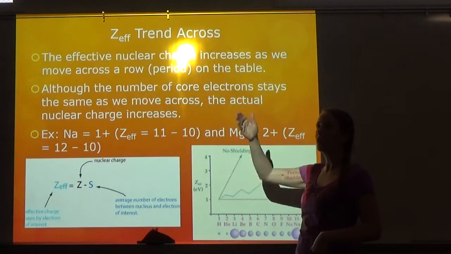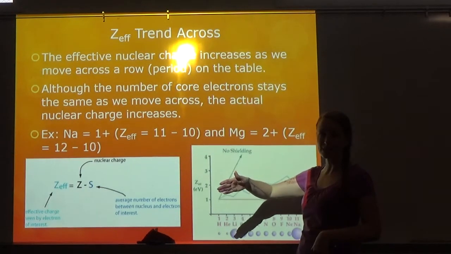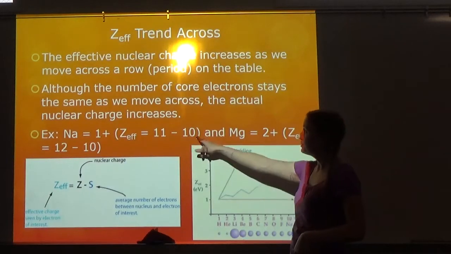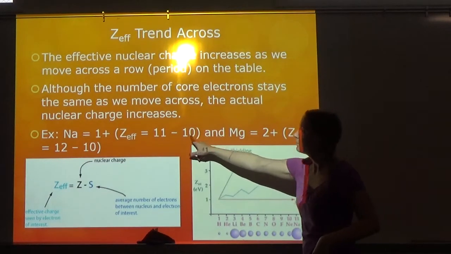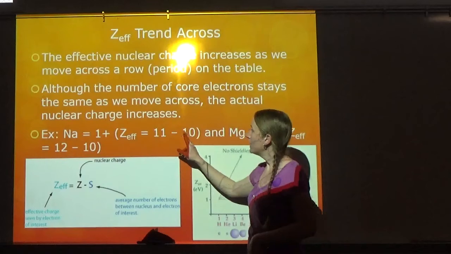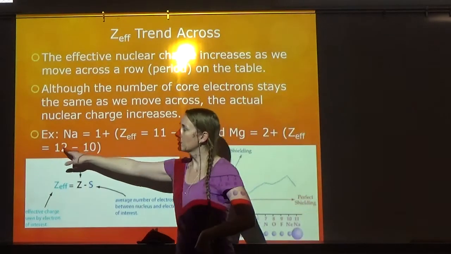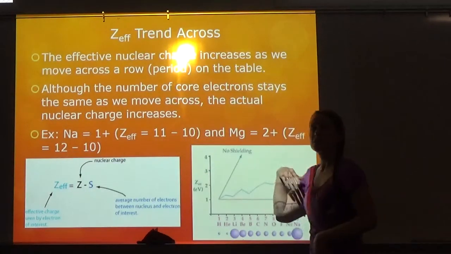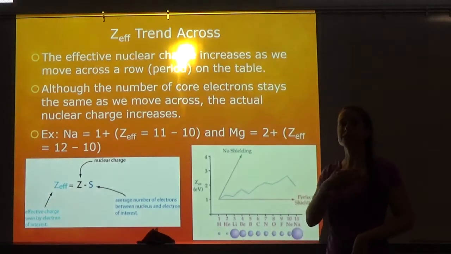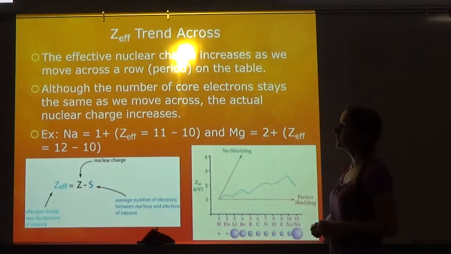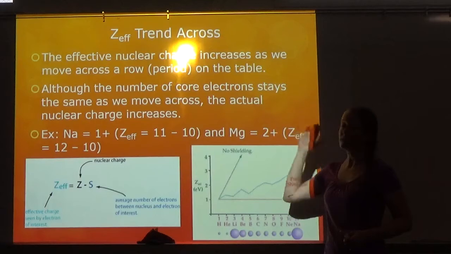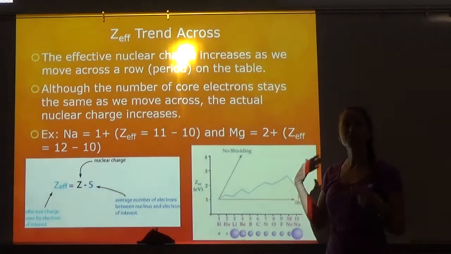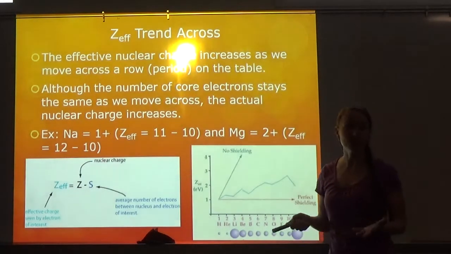So as we move across, the number of core electrons stays the same. So our S value stays the same. See, it was 10 here, it's also 10 here. But our actual nuclear charge is increasing as we go across. So if you do a larger number minus the same number, you're going to keep getting larger answers. So effective nuclear charge increases across because the actual nuclear charge is getting stronger.